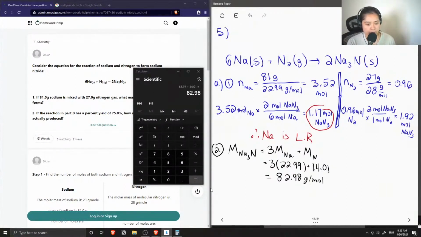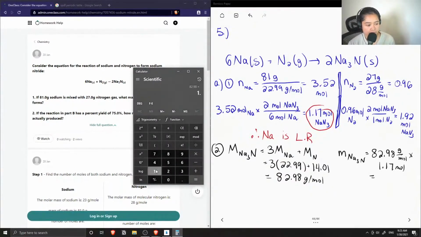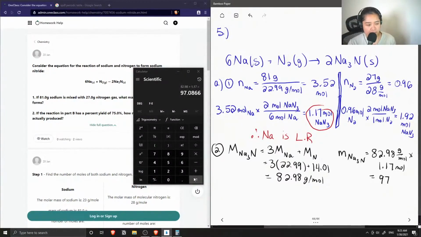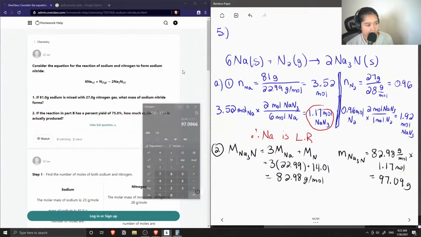So to calculate the mass, we just need to multiply our molar mass by the number of moles that we found in the previous step. So 82.98 grams per mole multiplied by 1.17 moles gives us around 97.09 grams of sodium nitride.